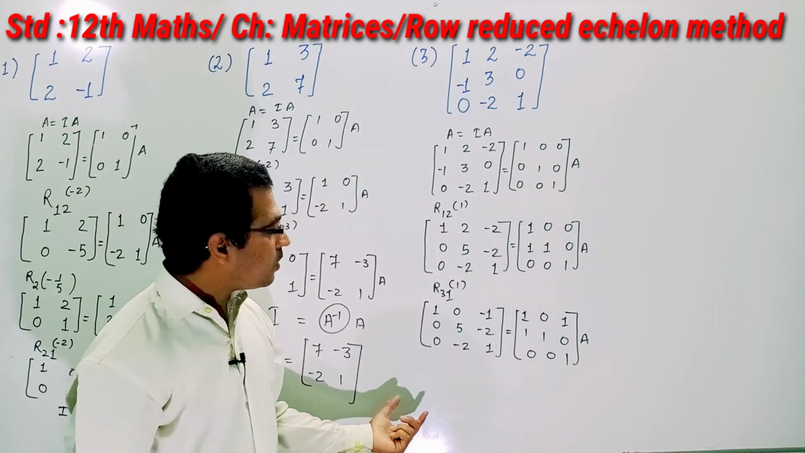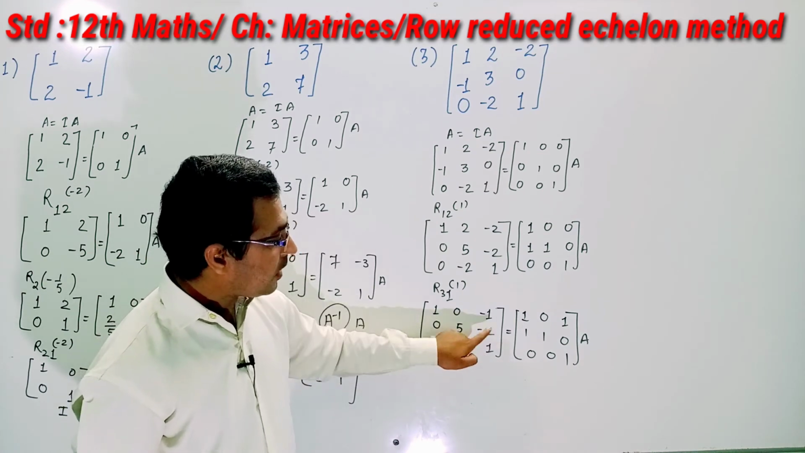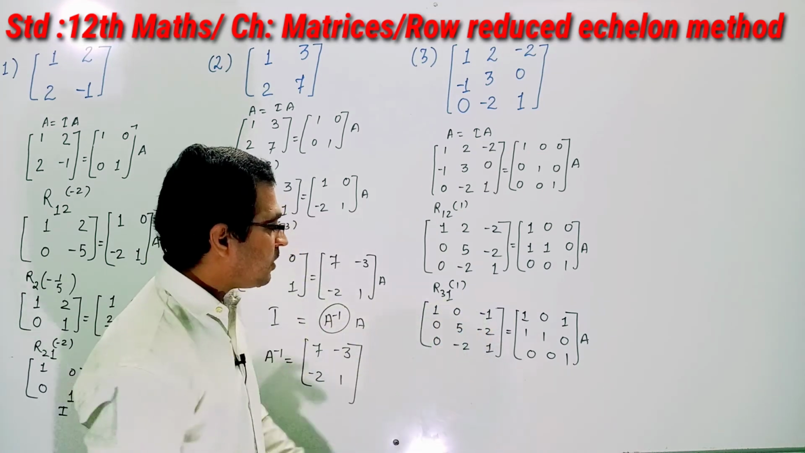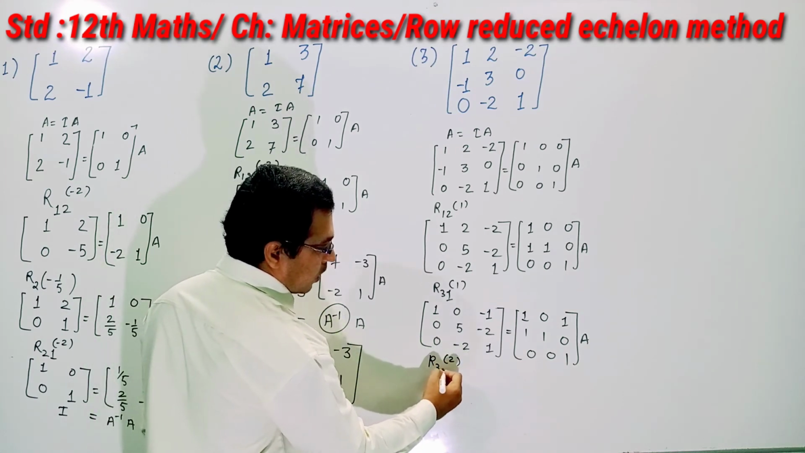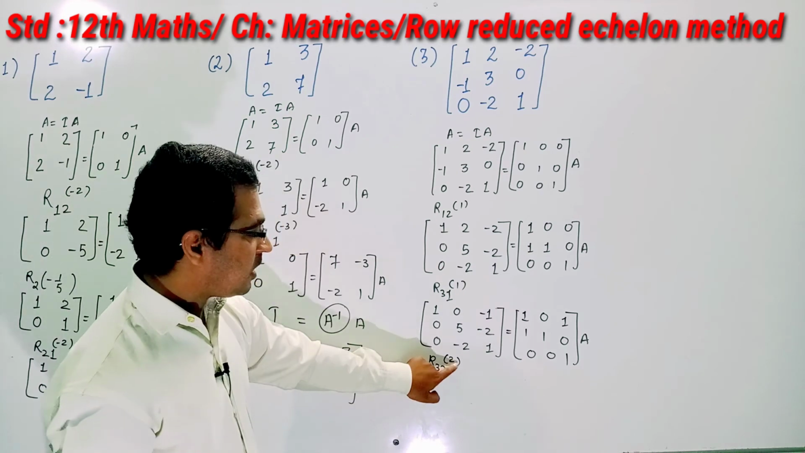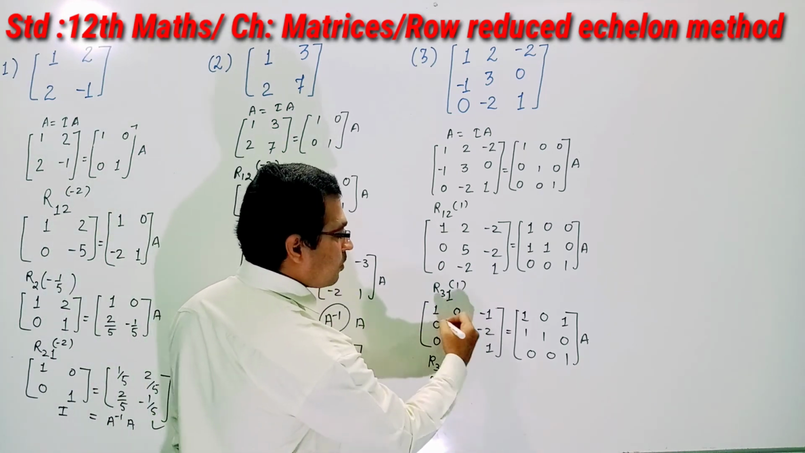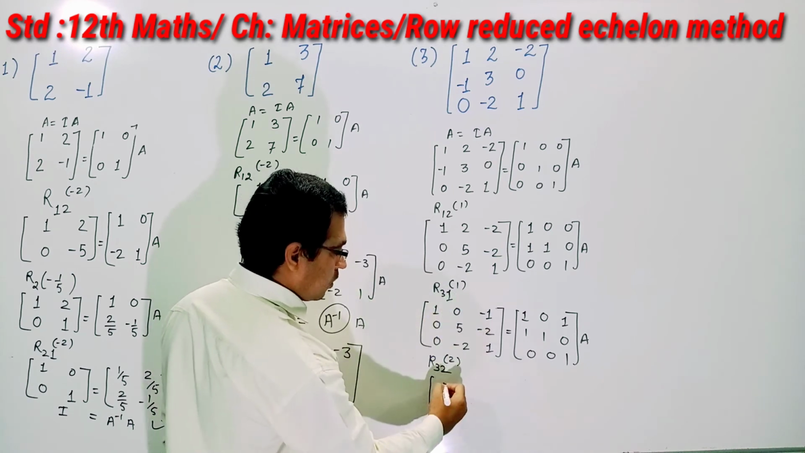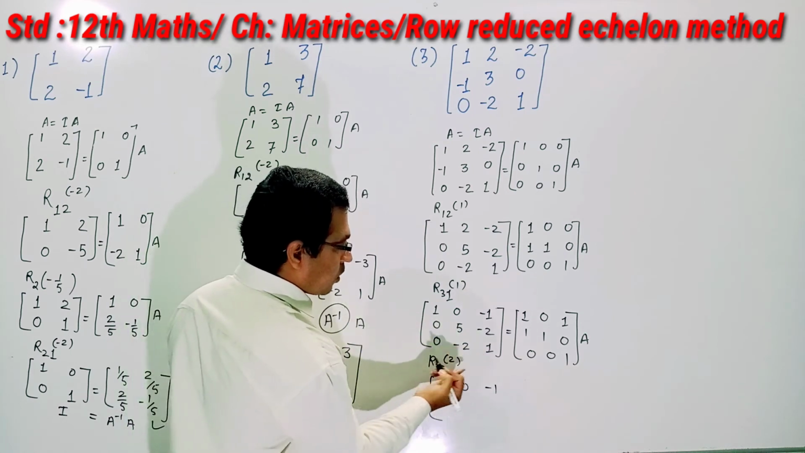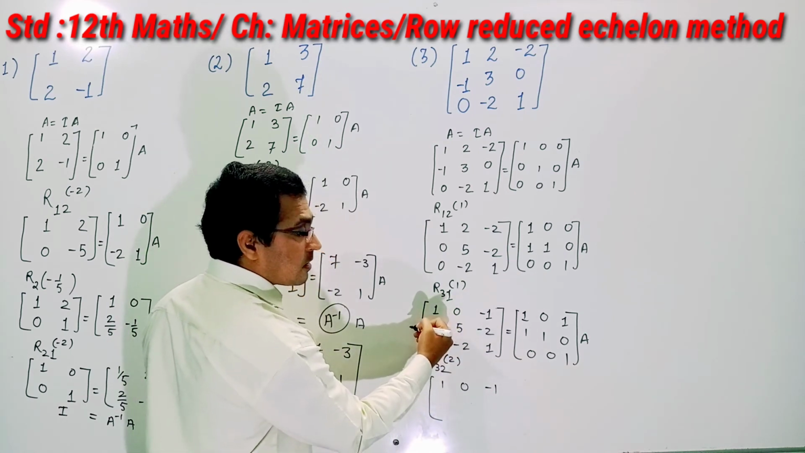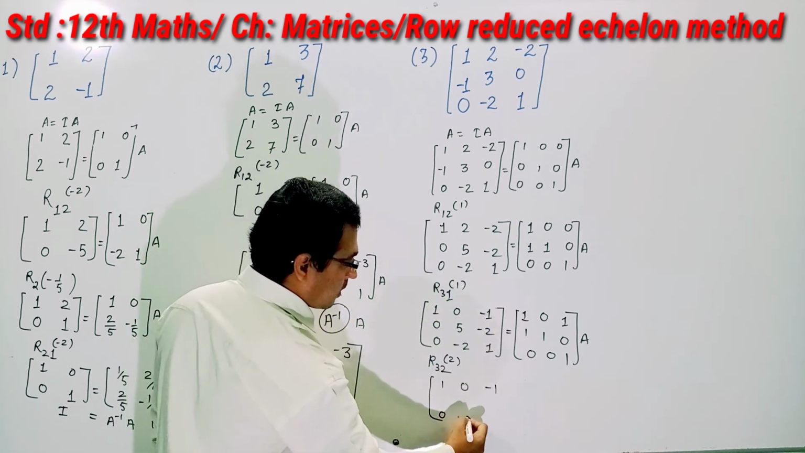So how can we find out 0? If R3 is multiplied by 2 and added to R2, then we will get this element as a 0. There will be no change in the first row because you are not doing any operation on it. So 1, 0, minus 1. There will be a change in the second row because from the third row you are doing the operation on the second. So 0, minus 2 and 1.